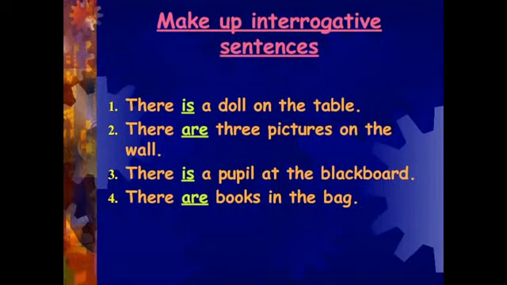Now let's do some exercises. Make up interrogative sentences. The first one, there is a doll on the table. Now let's make, is there a doll on the table? The next one, there are 3 pictures on the wall. Are there 3 pictures on the wall? There is a pupil at the blackboard. Is there a pupil at the blackboard? There are books in the bag. Are there books in the bag?